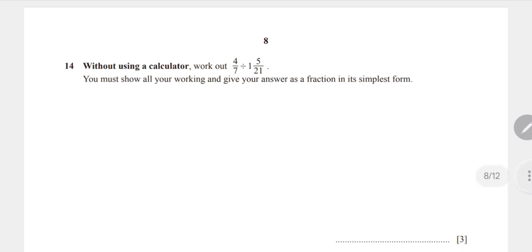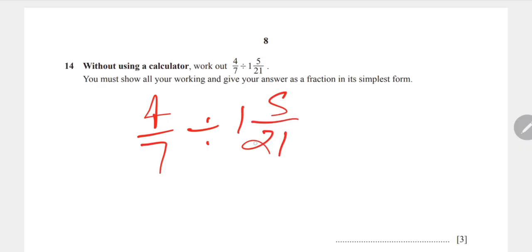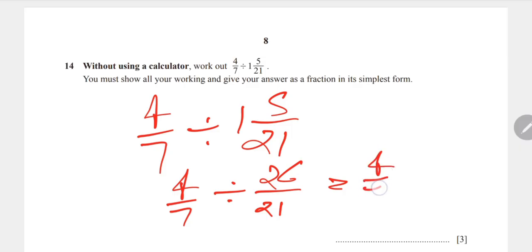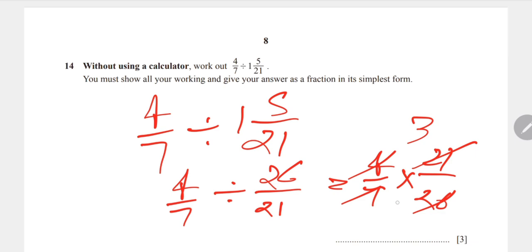Without using a calculator, you need to find the value. So 4 over 7, or 4 upon 7, divided by this mixed fraction 1 5 upon 21. So 21 times 1 is 21, plus 5 is 26, so 26 upon 21, and 4 upon 7. Now use the reciprocal: when we have division, convert it into multiplication. So 21 upon 26, divide by 3, divide by 2, and here is 13. So the result is 6 over 13.